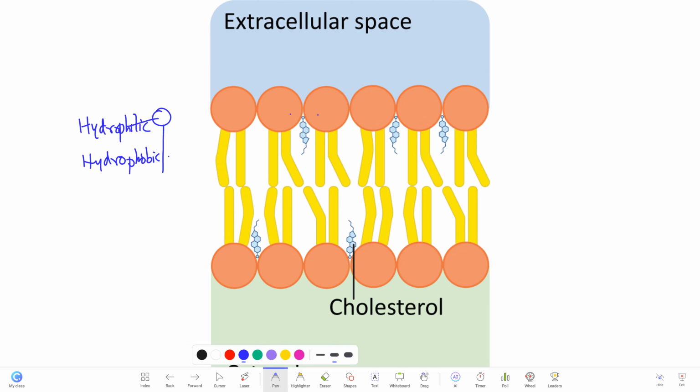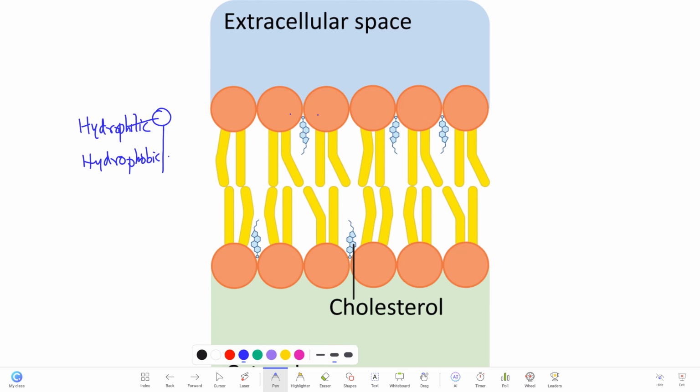What's the function of cholesterol? Keep the phospholipids together. Hold the phospholipids together. So how many molecules in the cell membrane? Three. Name them. Phospholipid, protein, cholesterol. And what's the structure of phospholipid? Head and two tails. What's the structure of cholesterol? One head and one tail.